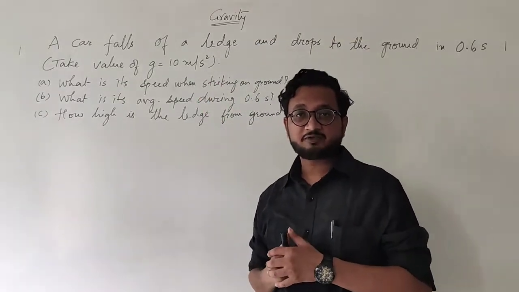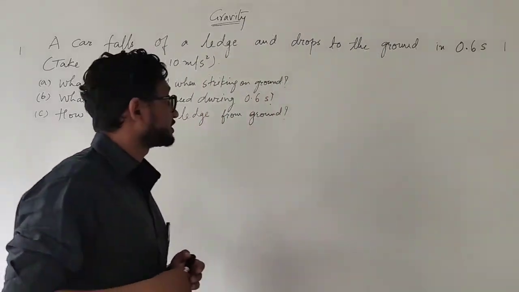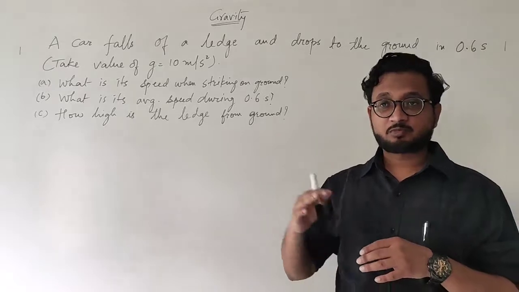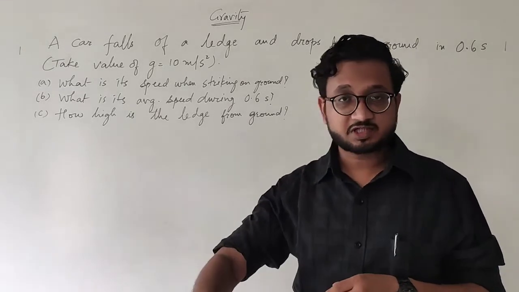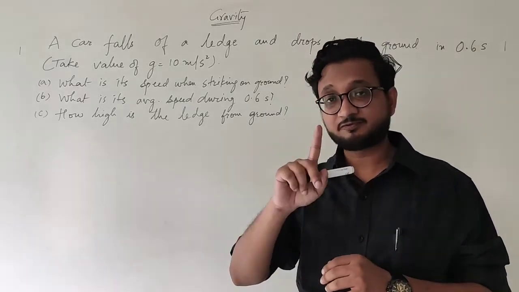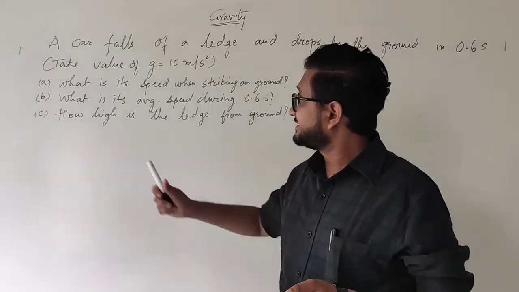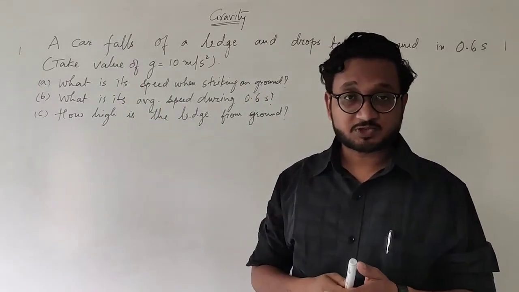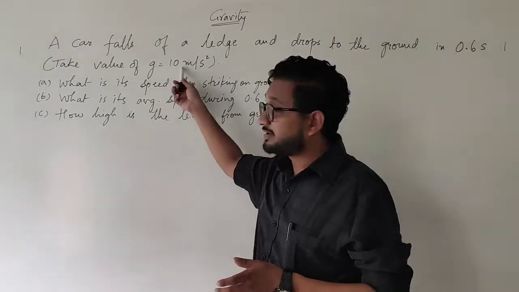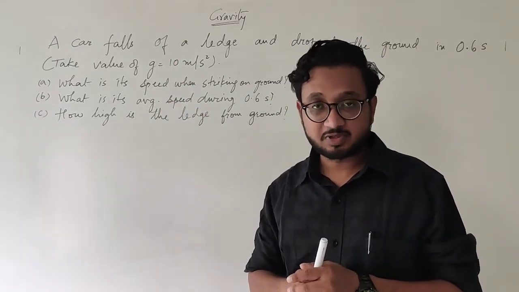Okay students, so I have a numerical for you. A car falls off a ledge and drops to the ground in 0.6 seconds. So a car is falling from a particular height towards the ground in just 0.6 seconds, so it is not even completing one full second. Taking the value of g as 10 meters per second square, like I mentioned, if the value of g is given as 10, then use this value to make the calculation simple.